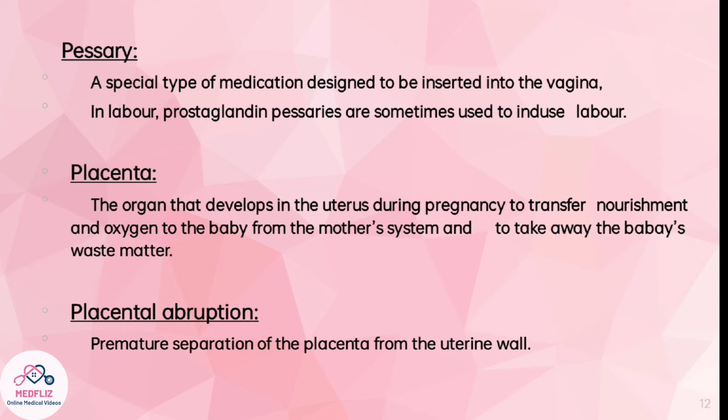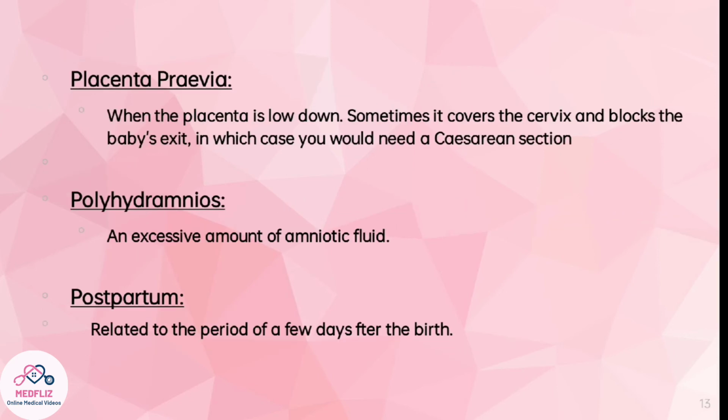Placenta, the organ that develops in the uterus during pregnancy to transfer nourishment and oxygen to the baby from mother's system and to take away the baby's waste matter. Placental abruption, premature separation of the placenta from the uterine wall. Placenta previa, when the placenta is low down, sometimes it covers the cervix and blocks the baby's exit, in which case you would need a cesarean section.